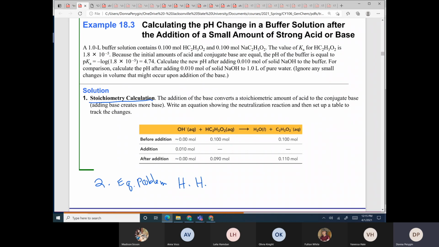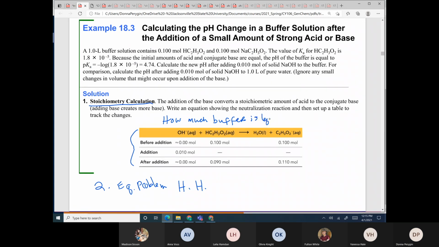Okay, so in the first step, we do a stoichiometry calculation to calculate how much buffer is left. That's what we're trying to find out here. Then we do an equilibrium problem, which is basically an ICE table, right? You can do it as an ICE table, or you can use the Henderson-Hasselbalch equation if your x is small approximation is valid, which we're going to pretty much assume it is, okay? So let's read our problem.